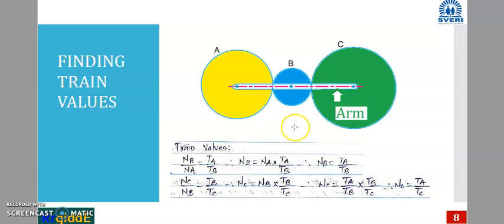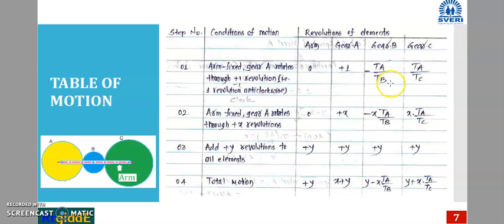Then B is in mesh with C. We can write train value as NC upon NB is equal to TB upon TC. That is NC is equal to NB into TB upon TC. And finally NC is equal to TA upon TB into TB upon TC. Therefore, NC is equal to TA upon TC. So this is the table of motion. That is the first row we have completed.